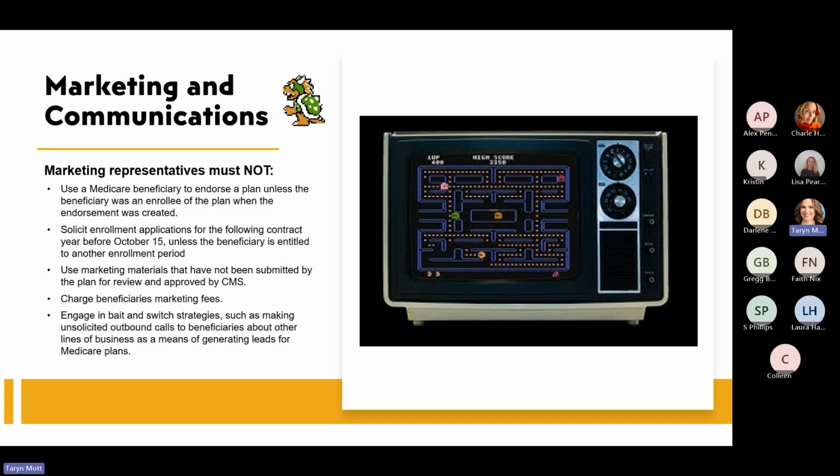Do not engage in bait and switch strategies, such as making unsolicited outbound calls to beneficiaries about other lines of business as a means of generating leads for Medicare plans. Again, if you are trying to generate leads for Medicare plans, do not engage in bait and switch by calling to say, hey, let's talk about your annuity and how it's growing or not growing. And then, oh, by the way, Medicare. You can't do that.